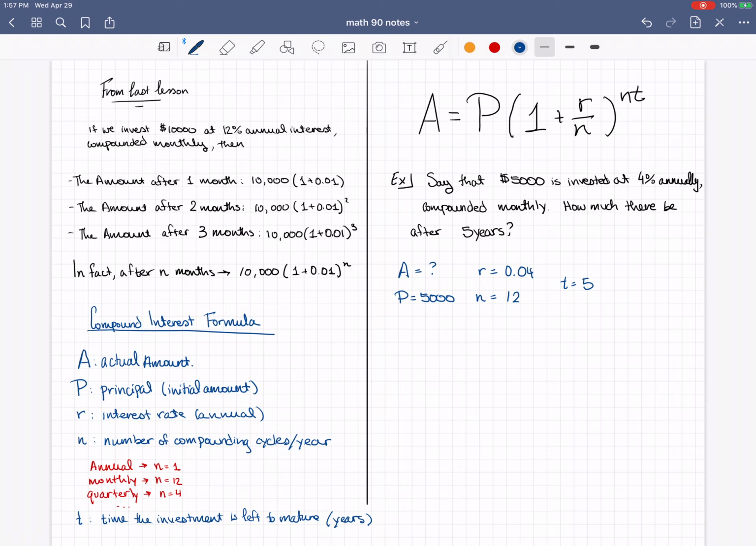So since we want A, it ends up just being about evaluation. So we have 1 plus R over N. So check it out. Again, that 4% is an annual rate. So you're not going to see a 4% rate every month. You're going to see 1/12 of that. So that's why we take 0.04 divided by 12. And then we raise that to the power n times t. So again, that's the total number of compounding cycles over the course of the time that we've left the investment to mature. Since there are 5 years and 12 months in a year, there are 60 months total.